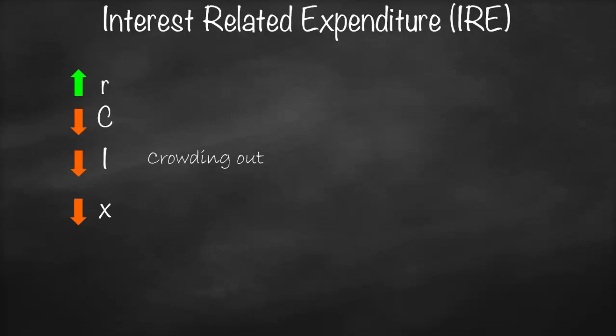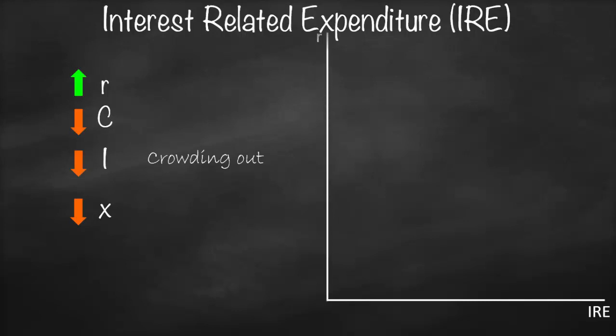And that's why we call it interest-related expenditure. So if we'd like to draw it, on our x-axis we'll put our interest-related expenditure. On our y-axis we will put our real interest rate. And this is a negative relationship because we know that all these variables are affected negatively by real interest rate. It means that they move in opposite directions.